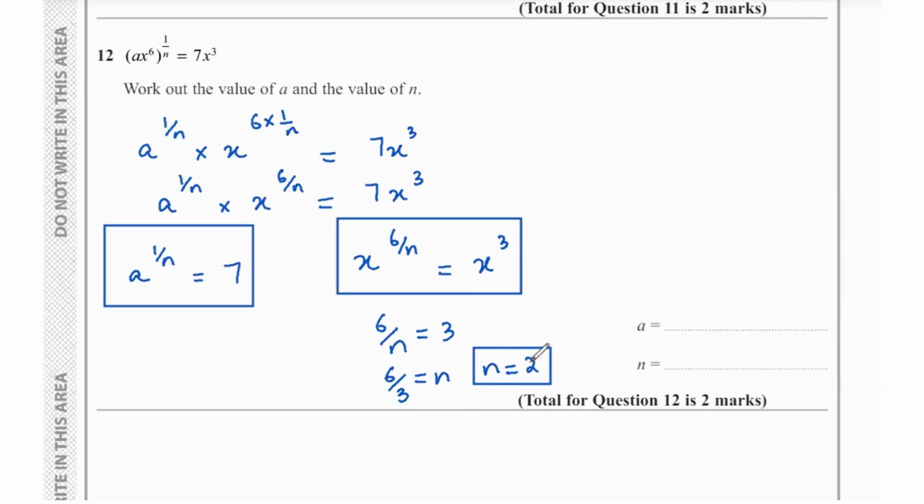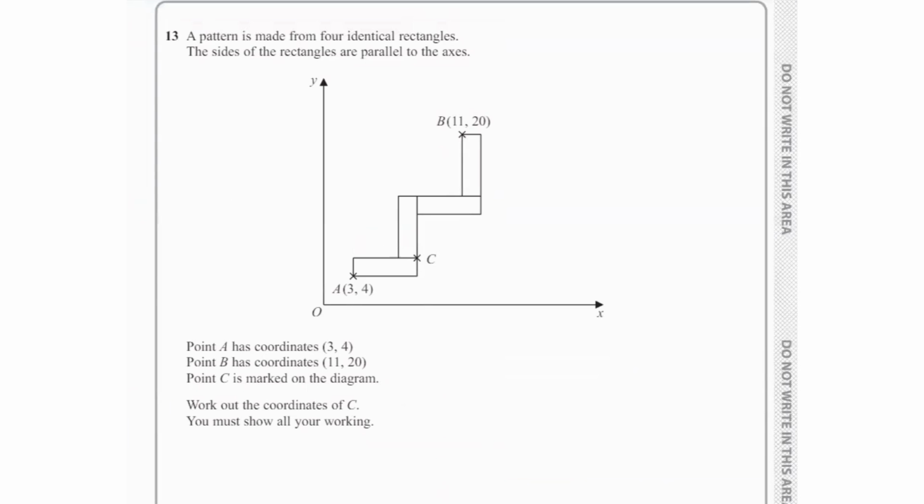Now, we can substitute that value over here. So A to the power of 1 over 2 is 7. To find the value of A, we will square both sides so that we get rid of the 1 over 2 on A. So A would equal 49. As you can see, A is 49 and n is 2. That is your answer. And this question says that a pattern is made from 4 identical rectangles.